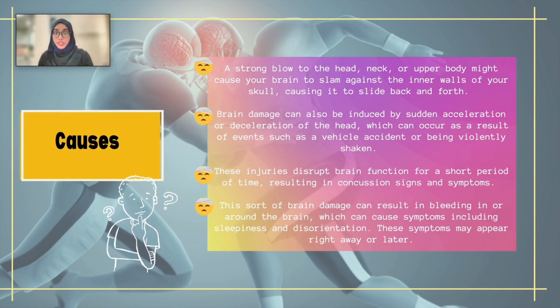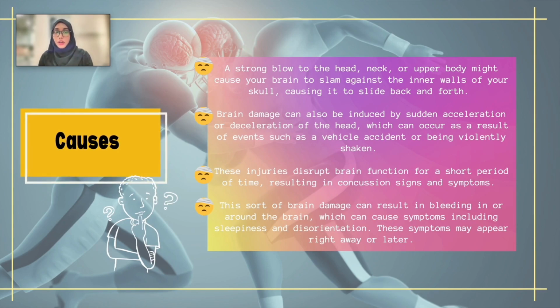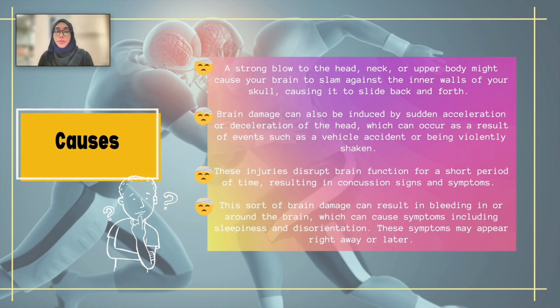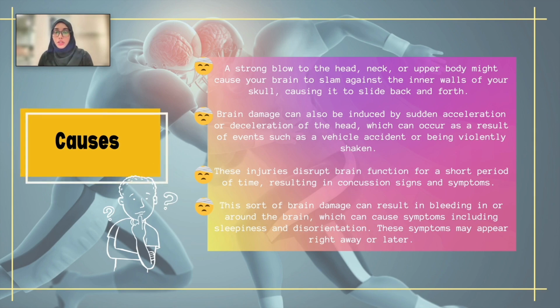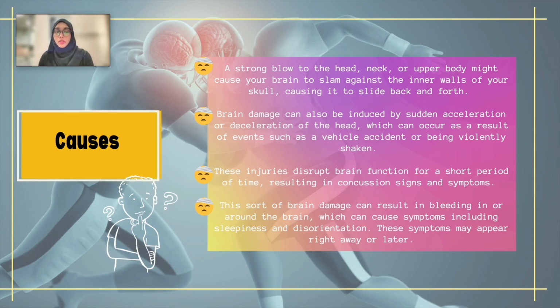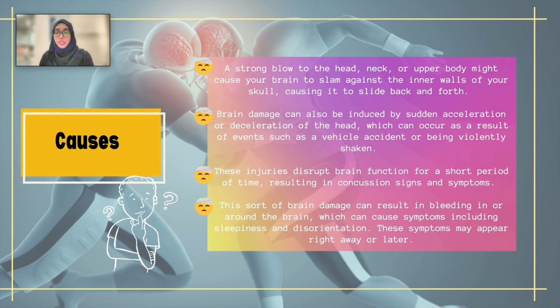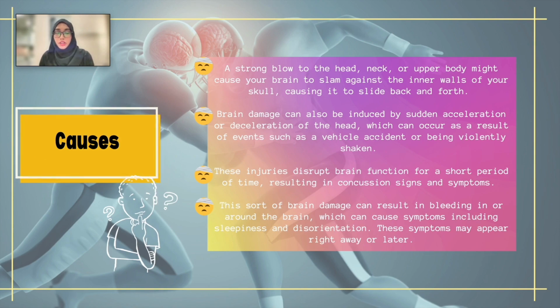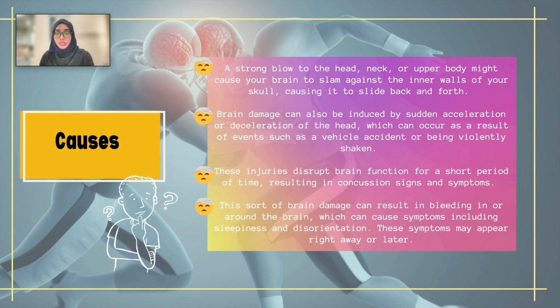So, for the causes, a strong blow to the head, neck, or upper body might cause your brain to slam against the inner walls of the skull, causing it to slide back and forth. Next, brain damage can also be induced by sudden acceleration or deceleration of the head, which can occur as a result of events such as a vehicle accident or being violently shaken. These injuries disrupt brain function for a short period of time, resulting in concussion signs and symptoms. This sort of brain damage can result in bleeding in or around the brain, which can cause symptoms including sleepiness or disorientation. These symptoms may appear right away or later.